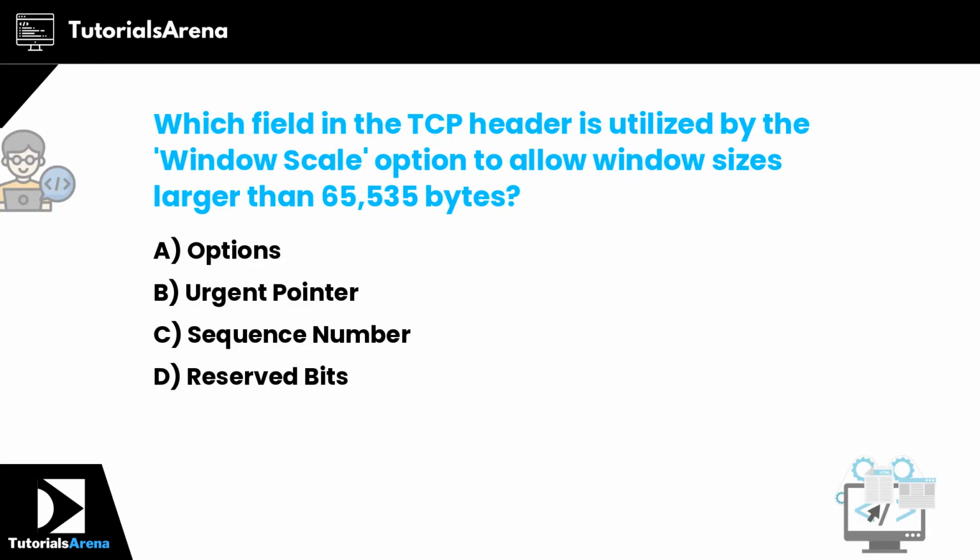Which field in the TCP header is utilized by the window scale option to allow window sizes larger than 65,535 bytes? The correct answer is option A, options.